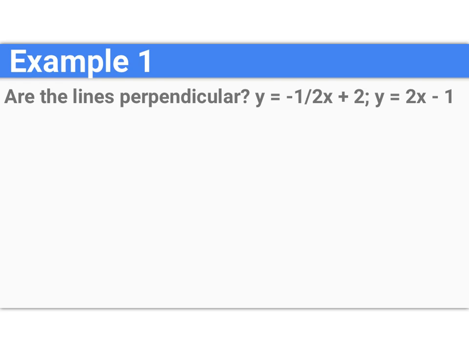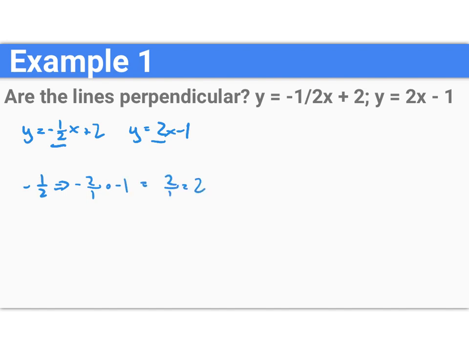Okay, so now we're going to ask you, are these lines perpendicular? You have y equals -1/2 x plus 2, and then y equals 2x minus 1. All we're looking at is the slope. Take the 1/2, flip it upside down, then multiply it by -1, and we get 2 over 1, which equals 2. And we see that these lines are perpendicular. Yes.